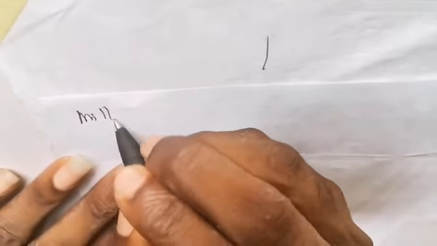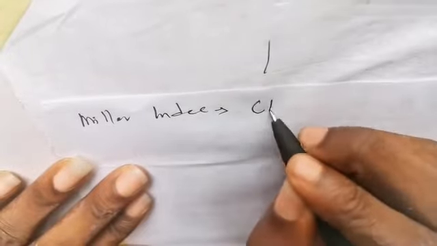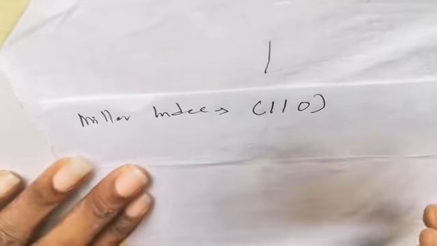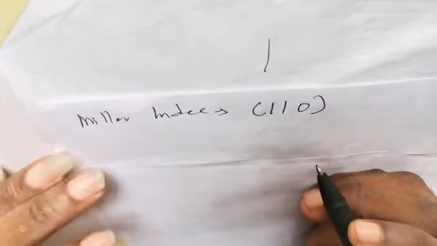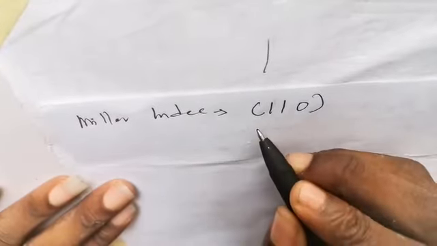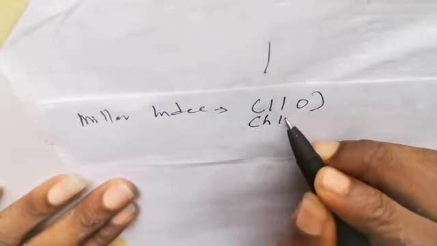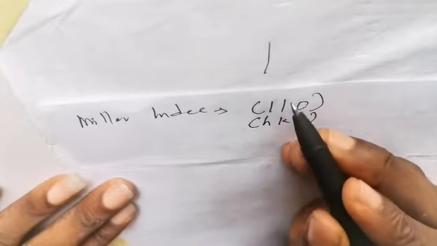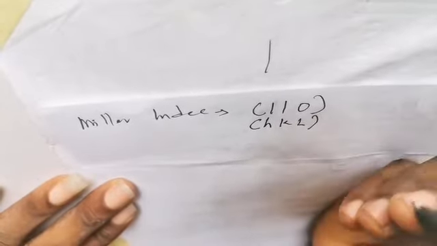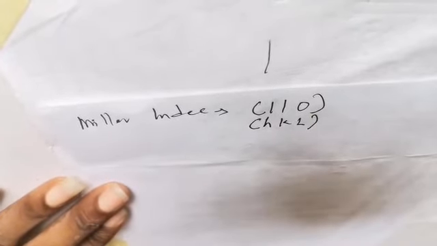So we're given the Miller Index as 110 and we are to draw this plane. So like I said, this Miller Index signifies H, K, L, which means H equals 1, K equals 1 and L equals 0. So to draw the given plane, we need to find the intercepts of the Miller Index.